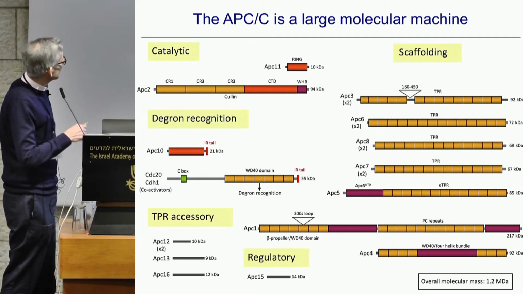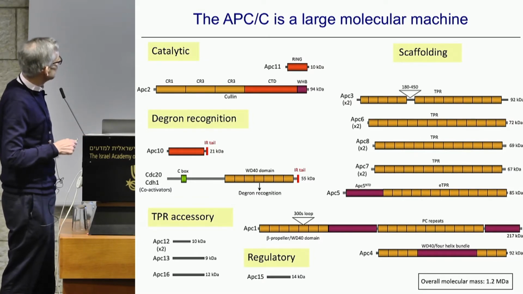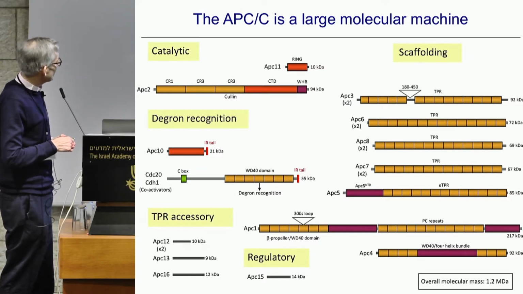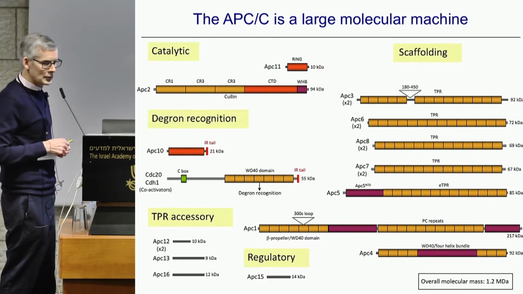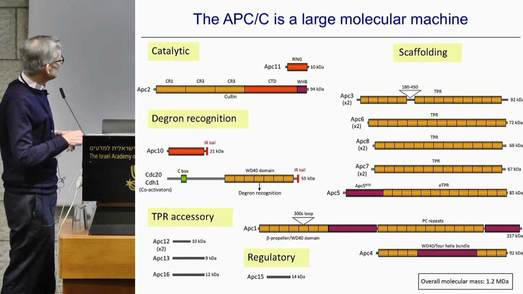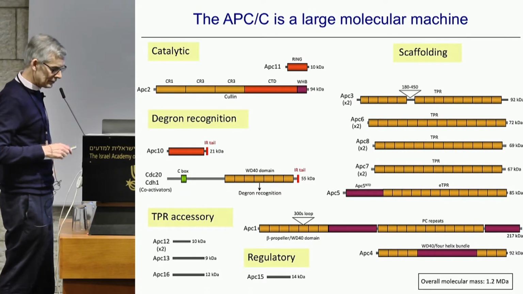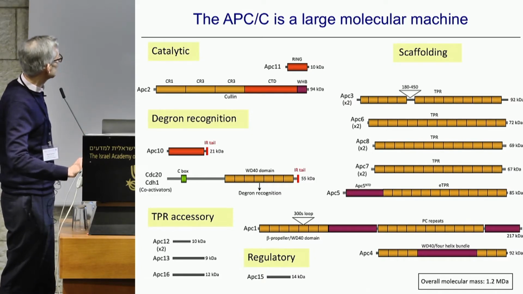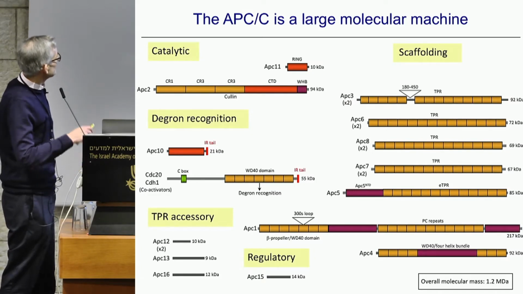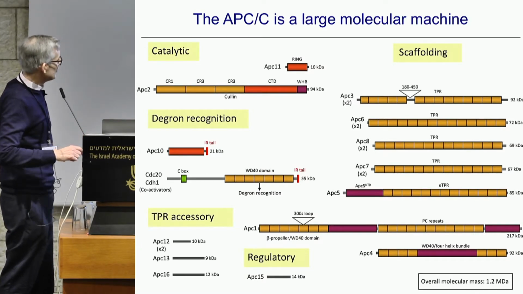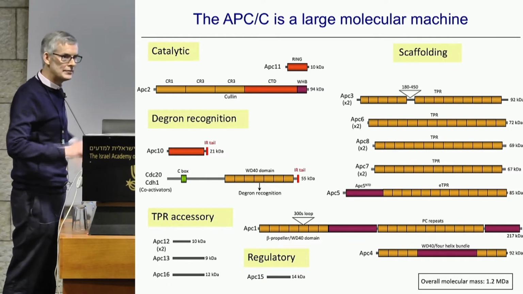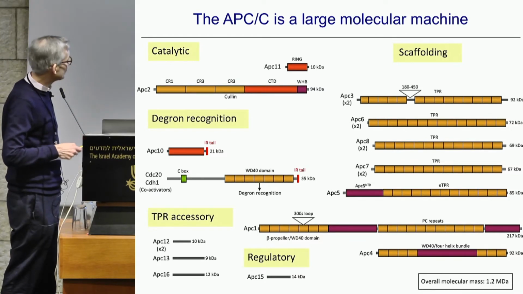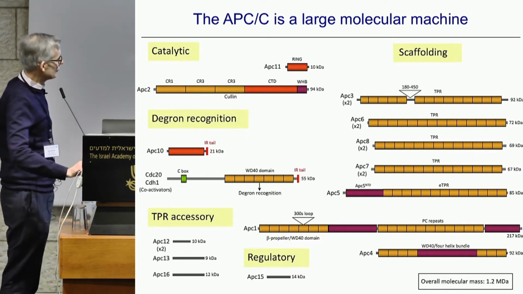Substrate recognition, or degron recognition, is mediated via the co-activator, either CDC20 or CDH1. The APC uses two different co-activators, and switching between these two co-activators allows the APC to recognize different substrates during different phases of the cell cycle, allowing different cell cycle phases to be controlled by the APC. But together, the catalytic module and the degron recognition subunits account for only 15% of the mass of the APC. So 85% of the mass of the APC is composed of these seven large structural subunits.